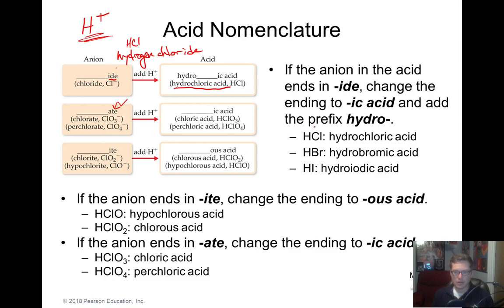All right. And then if it's an ite, it turns to ous, because you ate something icky, and then ites turn to ous's. So your chlorite turns into chlorous acid. All right. Hypochlorite turns into hypochlorous acid. And then here's some more examples here. So this would usually be called hydrogen bromide. So we change the ide to ic, and then we change the beginning part to hydro. So it just becomes hydrobromic acid.